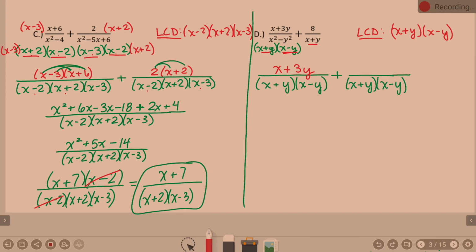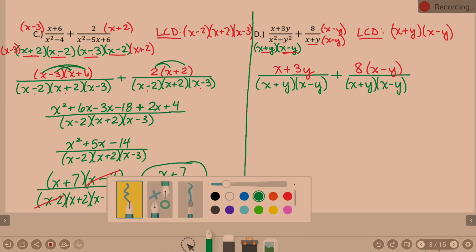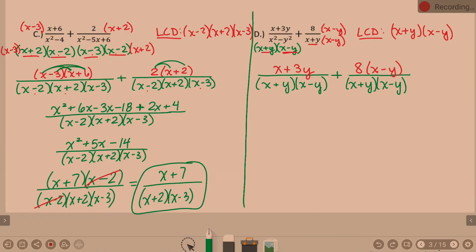Second fraction. What's missing from that denominator? It was x plus y, we also needed to have an x minus y. If we multiply the bottom by x minus y, multiply the top by x minus y. So this numerator is going to be 8 times x minus y. You want to go ahead and distribute that there, by all means. Do the steps as you see fit.